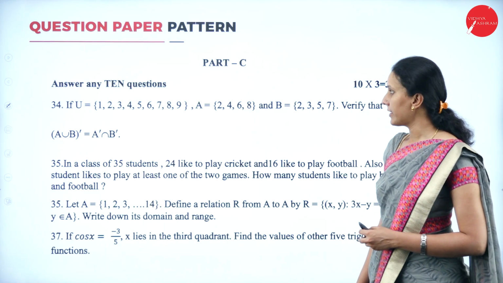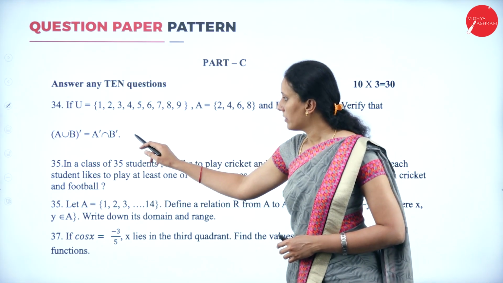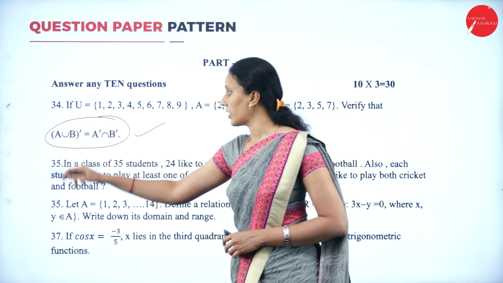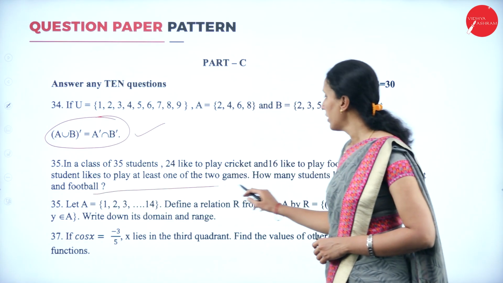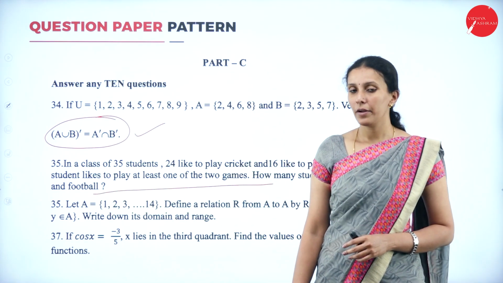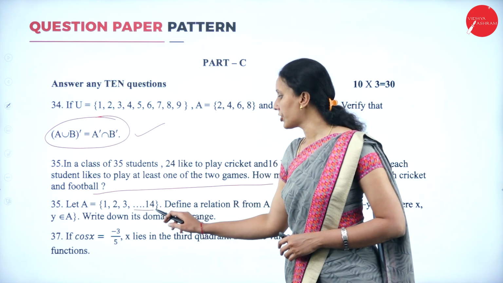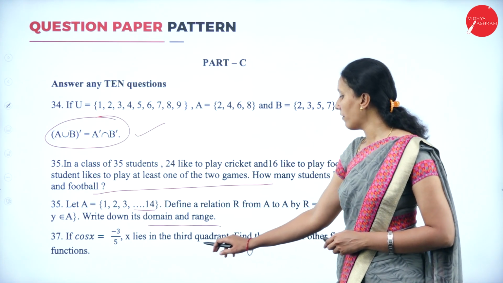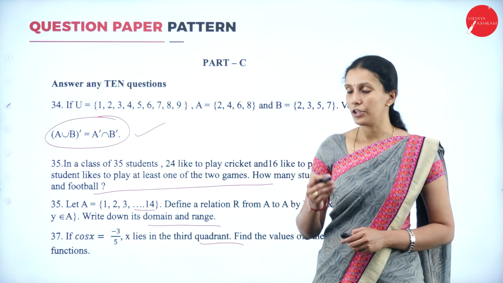So this is the part C section they have given. One question from the chapter sets, that is proving De Morgan's law: A union B whole dash is equal to A dash intersection B dash. And one question on practical problems, that is statement problems on the chapter sets, will be given. Next, to find the relation and domain and range from the chapter relations and functions. Then you have one question on trigonometric functions, that is trigonometric ratios.